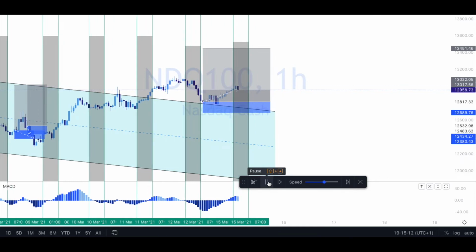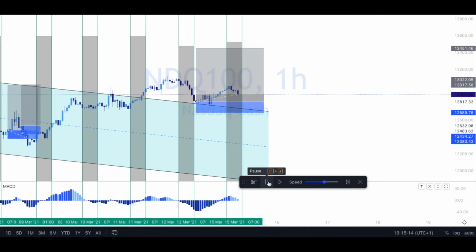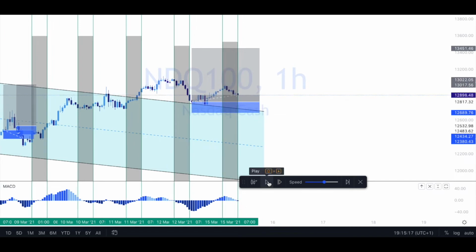And now for stacking to work, we need the area of consolidation. That's what we need. We need an area of consolidation, right? That's what we need.